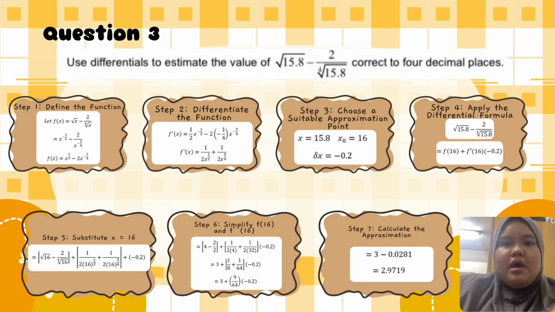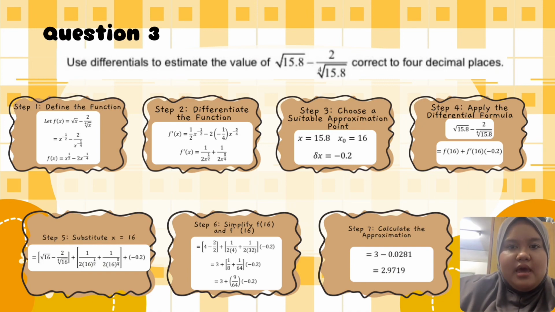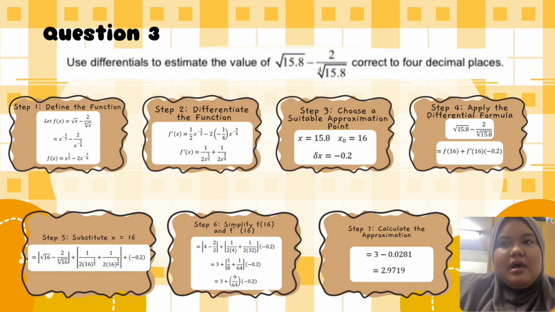For the fourth step, I apply the linear approximation formula, which states that f of x plus delta x is approximately equal to f of x plus f prime of x times delta x. For the fifth step, I substitute 16 into both the original function and its derivative. For the sixth step, I simplify the values, which is f of 16 equals 3 and f prime of 16 equals 9 over 64. And for the seventh step, I calculate the approximation, which is 3 minus 0.0281.